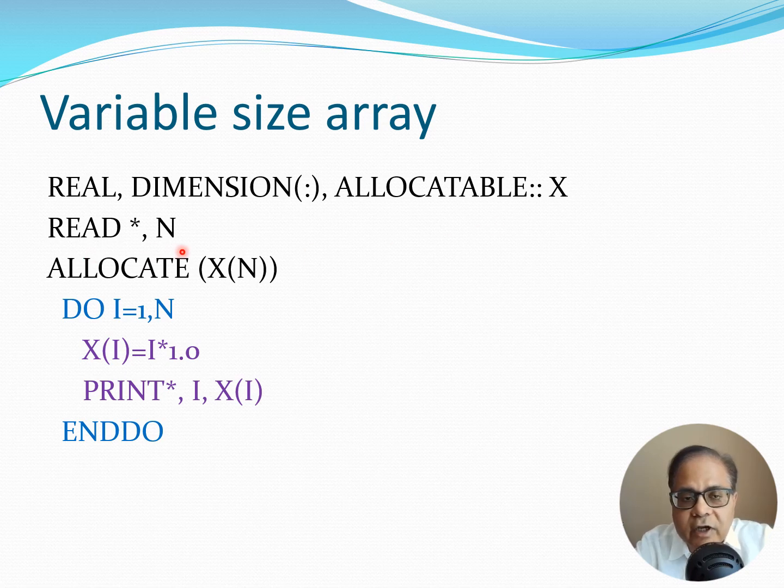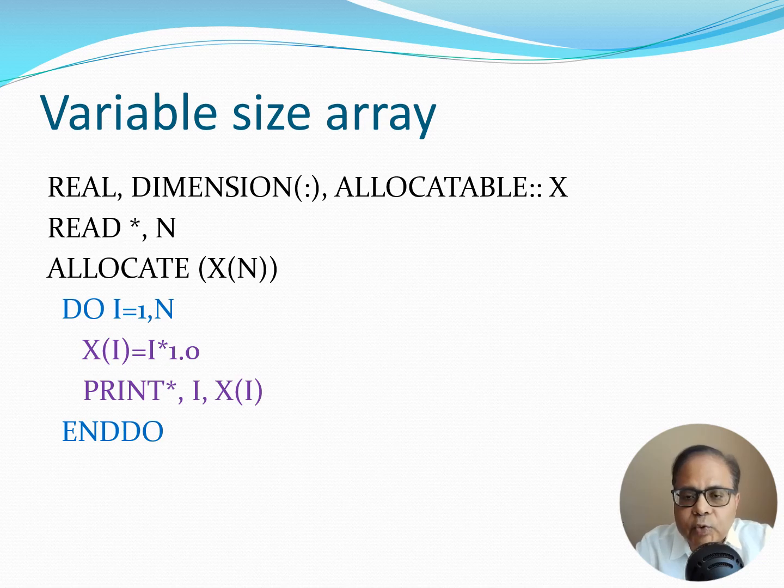So here I can read n and I can say that X has size n, and then I can consider this n to be a variable. For example, I can write do I is 1 to n, xi is I into 1, print I, xi. So let's check out this more modern code which you can use in certain situations.